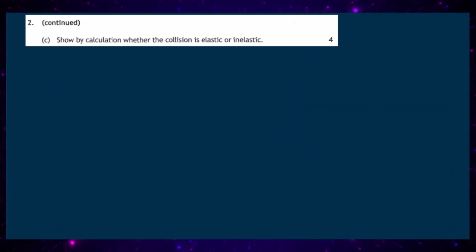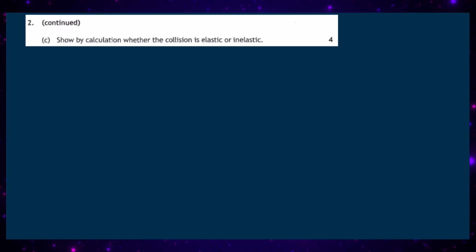Question 2 continued. Show by calculation whether the collision is elastic or inelastic. Well, we know in an elastic collision the total momentum before and after is conserved. It's the same. And we know that the total kinetic energy added up before and after is the same also for an elastic collision. For an inelastic collision, the total momentum before and after is conserved, but the kinetic energy is not conserved.